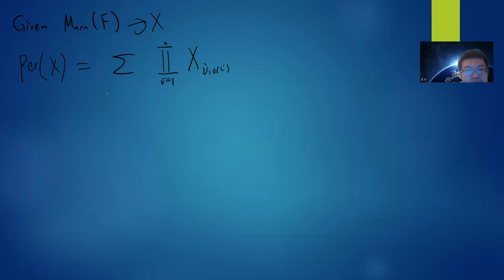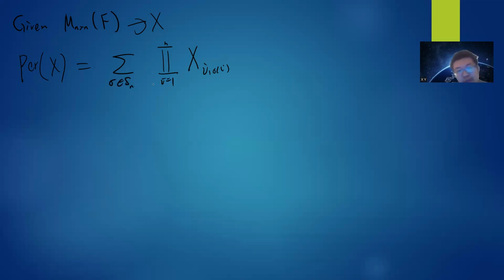So the setting: usually we are given matrices, let's say over some field F, which can be the real numbers, complex numbers, or a finite field. And one can define the permanent of this matrix X, let's say X belongs to the n by n matrices, to be the summation over all the sigma of the product of x_{i,sigma(i)}, where i goes from 1 to n, and sigma is a permutation in the symmetric group.